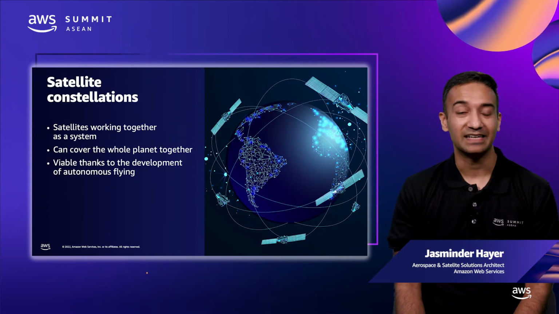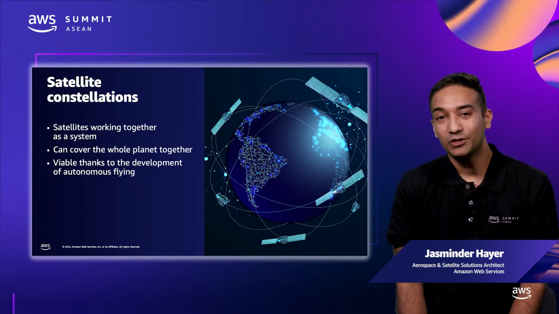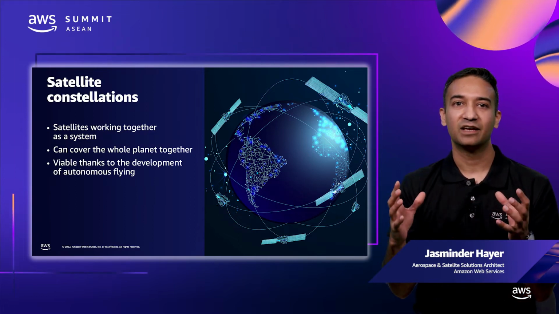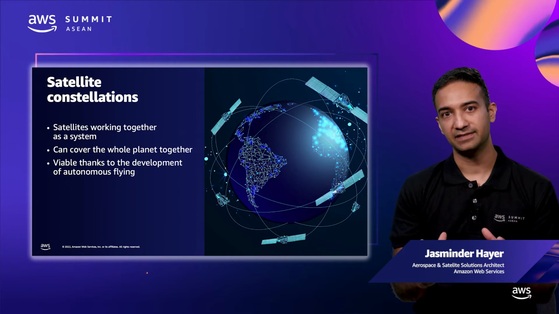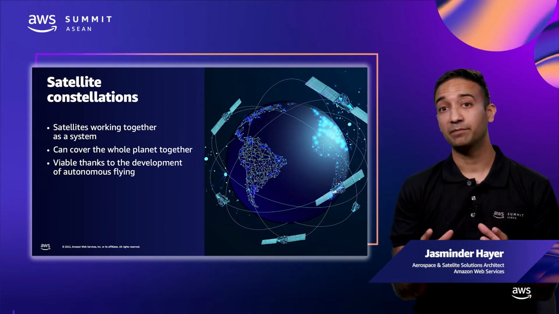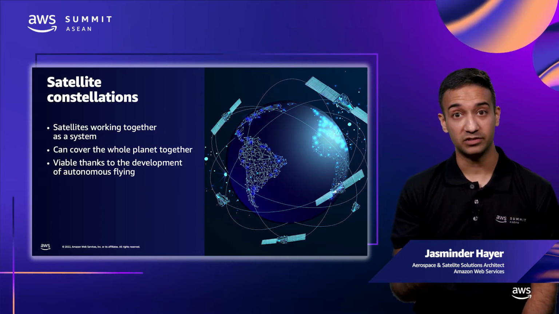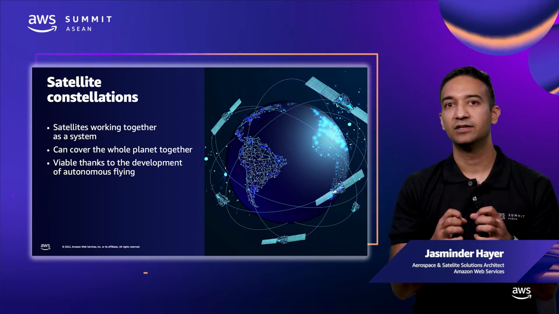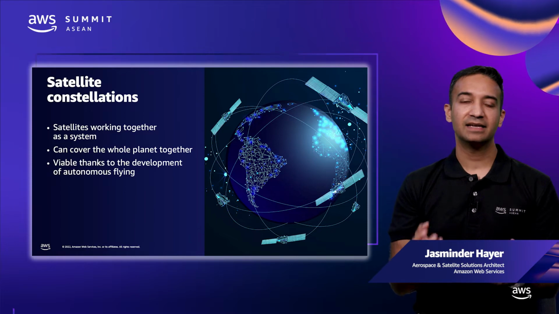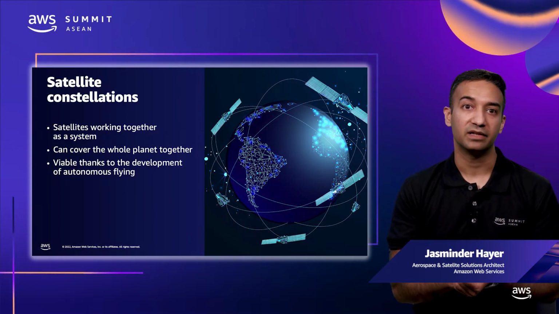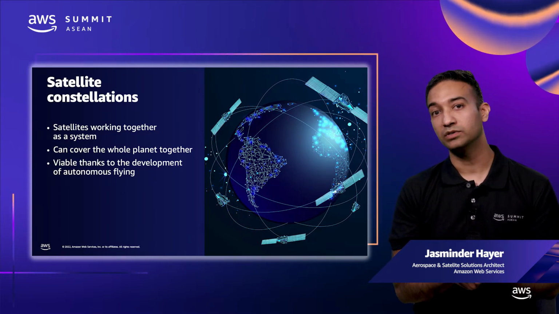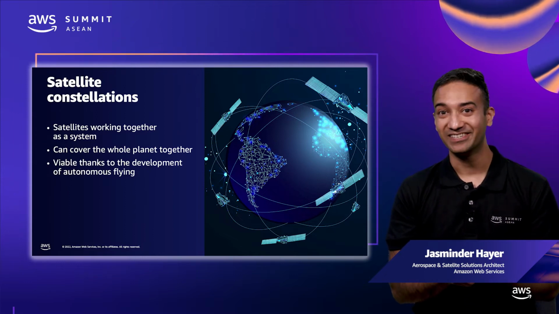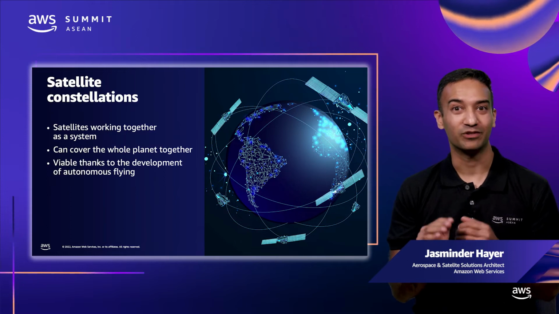One solution is satellite constellations, which is one of my favorite topics. A constellation is a set of satellites which work together as a system. A constellation can be made up of tens of satellites or hundreds or even thousands of satellites all working together to cover the whole planet. Satellite constellations are viable thanks to the development of something called autonomous flying. Flying in space can be challenging as the journey may not be very smooth all the time.